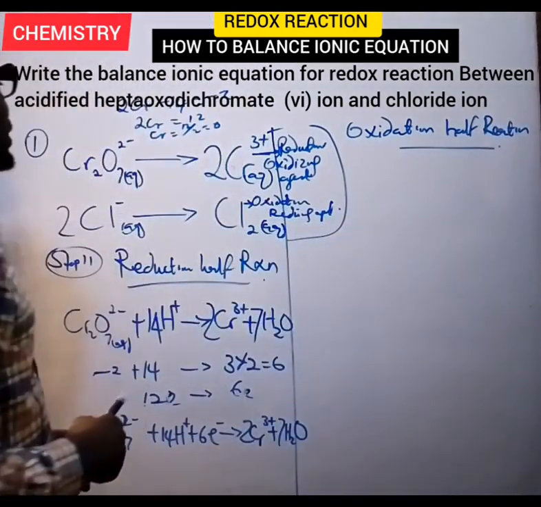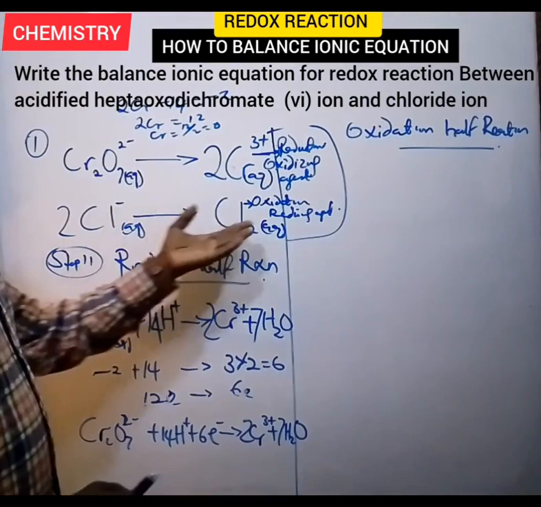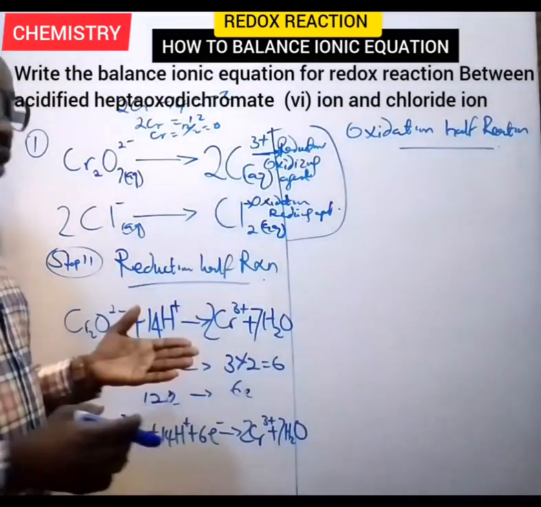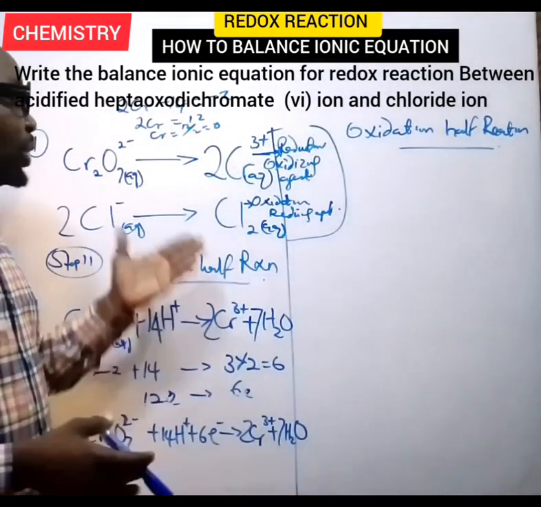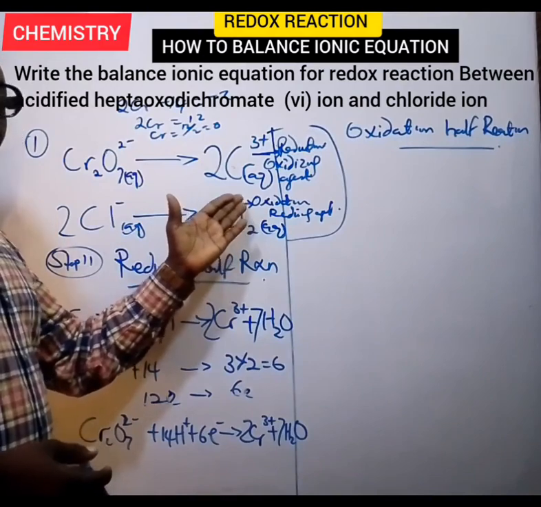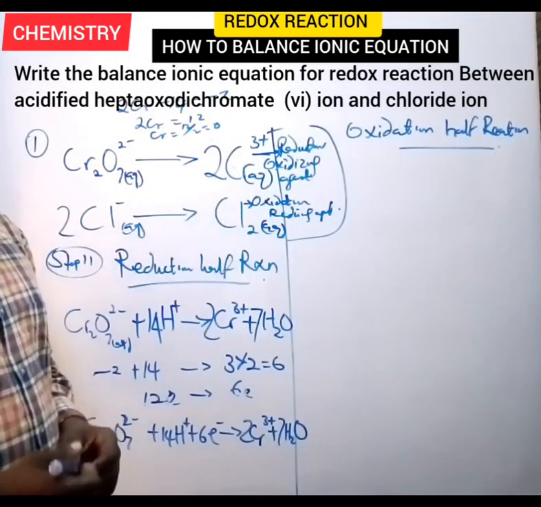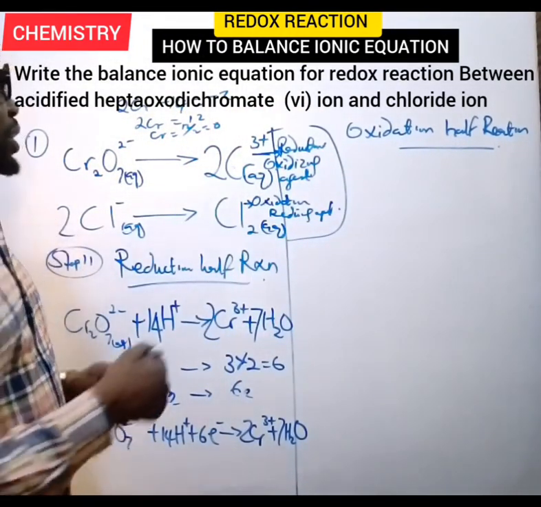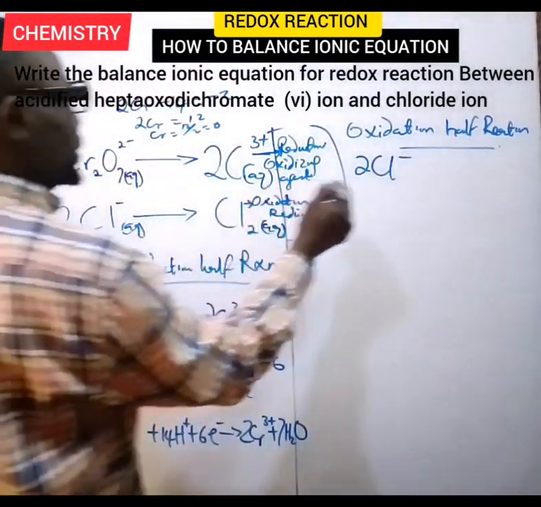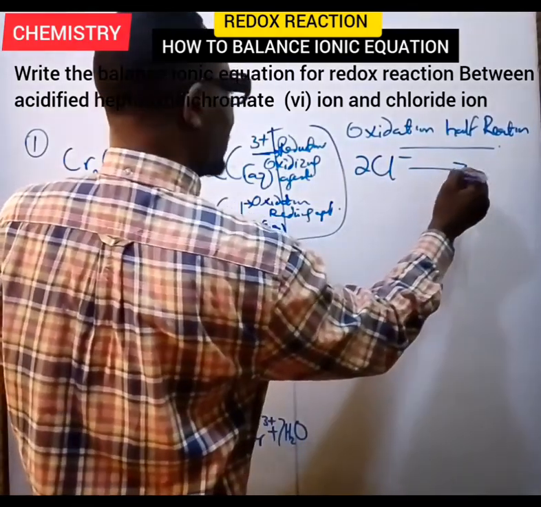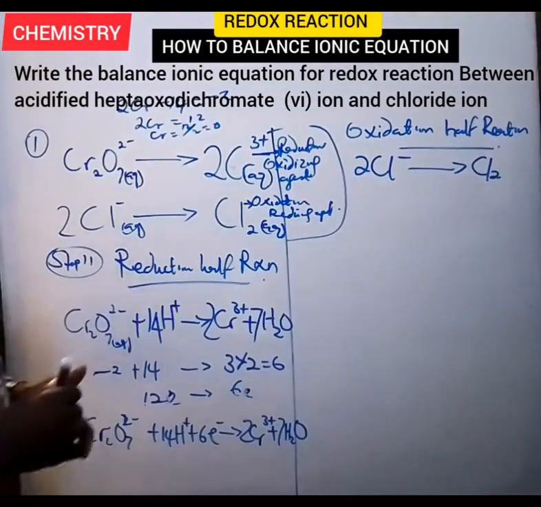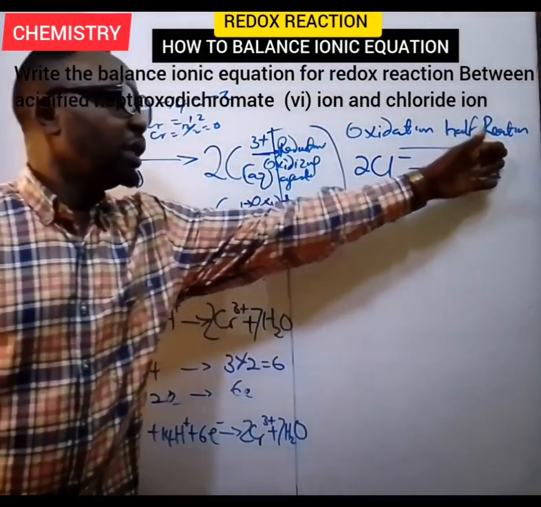Now, in the oxidation reaction, you are going to bring in this. Don't forget that I've been able to show you that this is an oxidation reaction because it leads to what? Loss of electron, which leads to the gain of oxidation number, an increase in oxidation number. Now, we are going to look at that reaction. We have 2Cl minus, which leads to Cl2, chlorine molecule, with no ion on it.